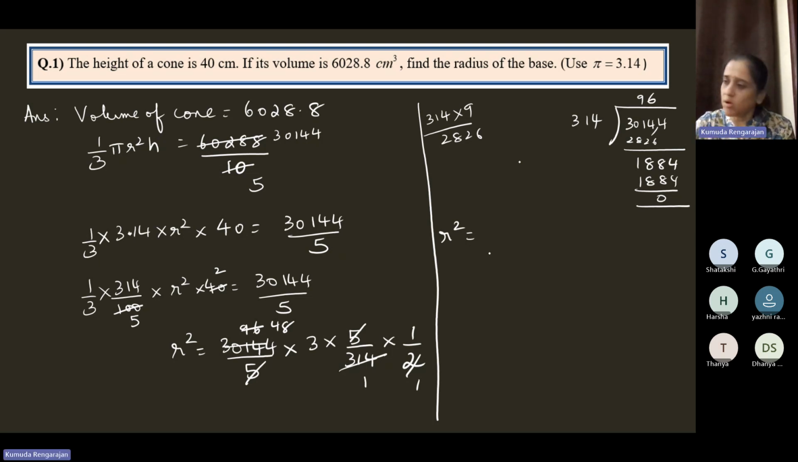You can multiply or you can break down 48 into its prime factors, but this is a very small number. Now 48 into 3 is what? 144. So we'll multiply because we know the square root of 144. So R square is 144. R is the square root of 144, which is 12. So the radius of the cone is 12 centimeters.